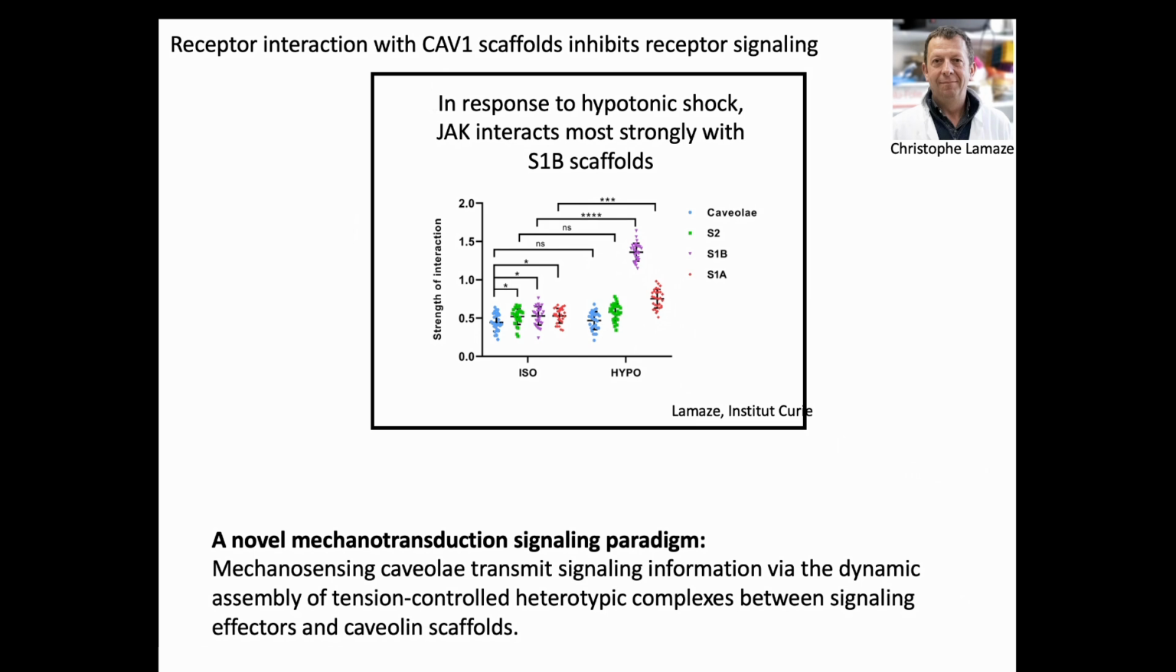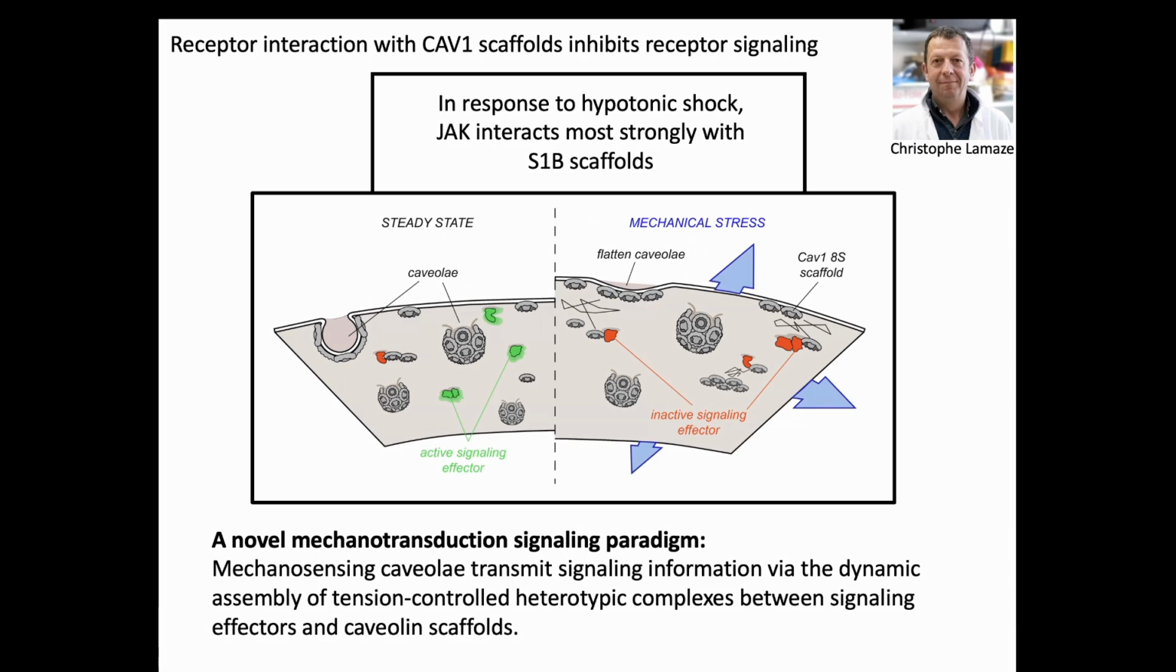And so the idea is that at steady state, we have caveolae, we have maybe fewer scaffolds, and we have an active signaling effector, in this case JAK. But when we get membrane stretching, caveolae flatten, they release scaffolds, and the scaffolds interact with the signaling effector and inhibit its activity. This suggests a mechanosensing signaling paradigm where the cell senses stretch, transmits that stretch by flattening of a cell surface structure, and releases these heterotypic complexes between signaling effectors and caveolin scaffolds, thereby impacting the signaling response of the cell.